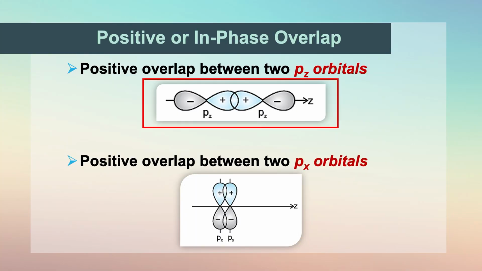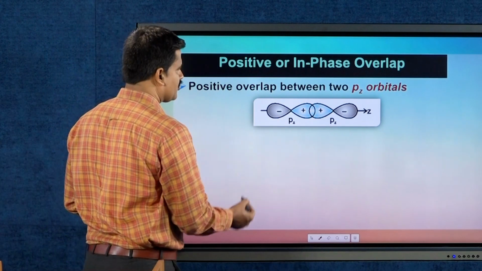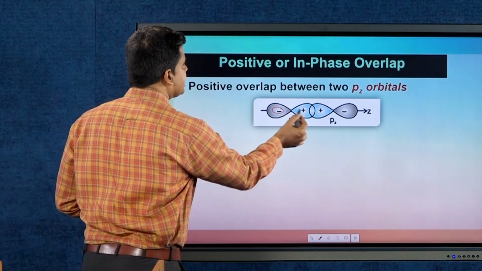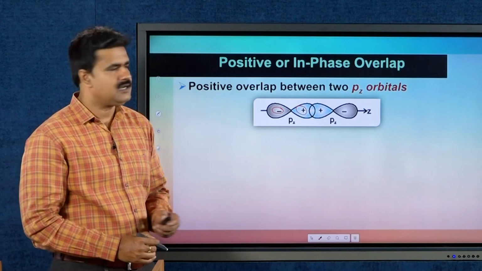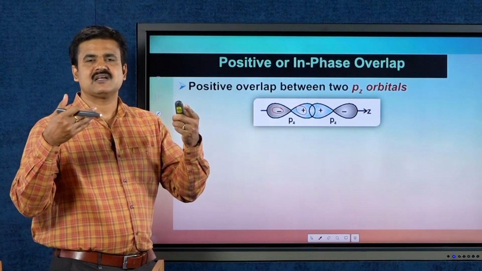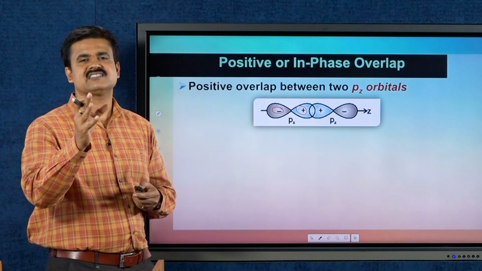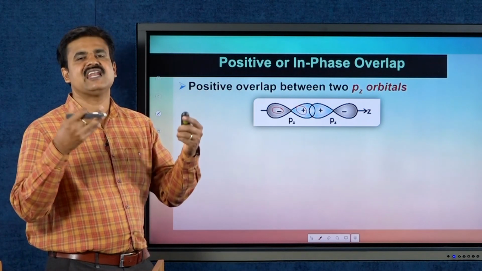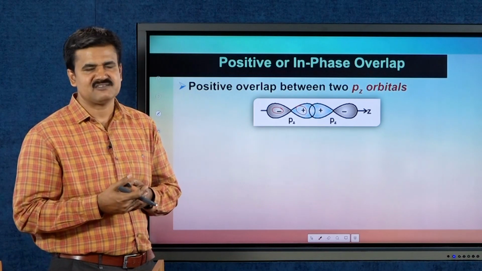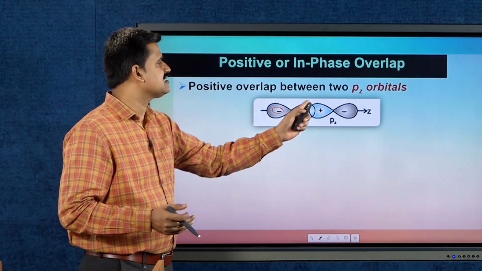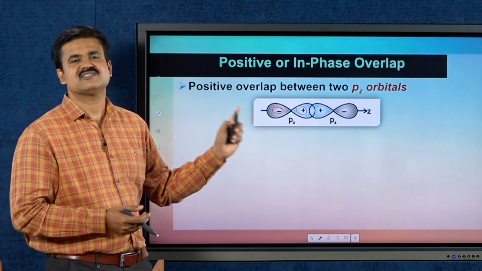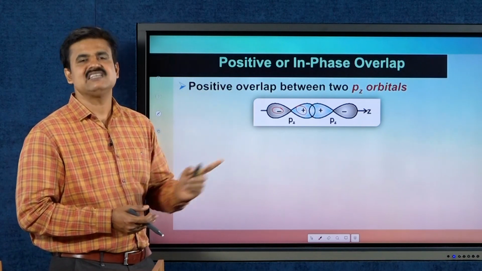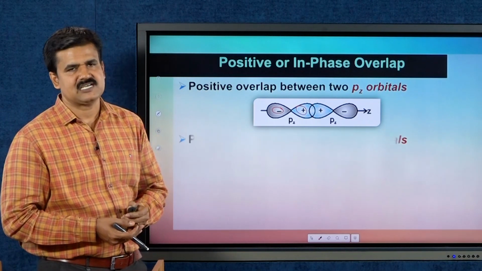Positive overlap between two pz orbitals is shown here. This is the first p orbital, which is associated with a negative sign as well as a positive sign. This is the case of the first p orbital or pz orbital. The second pz orbital just comes to overlap with the first p orbital. I just said to you that only like sign overlap will lead to positive overlap. Here, the positive part overlaps with the positive part of the second pz orbital, and hence you can say that this is a positive overlap between two pz orbitals.